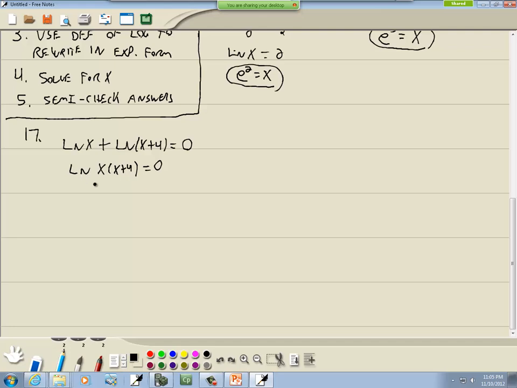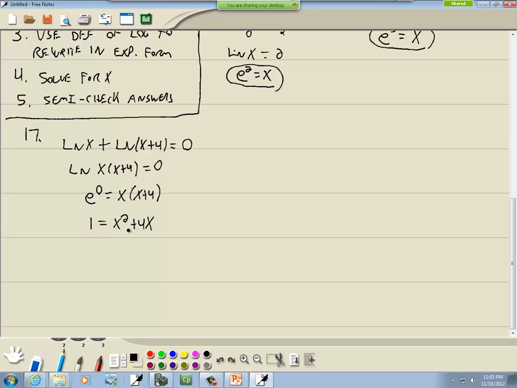Well, then we want to rewrite in exponent form. We're going to take our base, which is e, to a power of the other side. So we've got e to the 0 is equal to x times x plus 4. And now we want to solve for x. Well, e to the 0 is 1. x times x is x squared. x times 4 is 4x. Hopefully this one actually has an answer. I never thought about actually checking it when I made the numbers up.